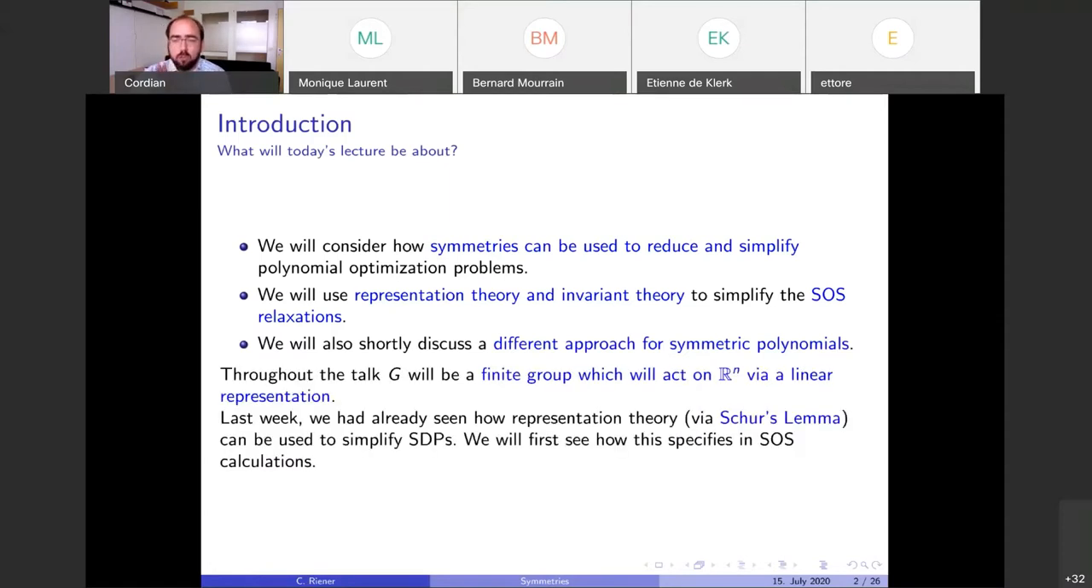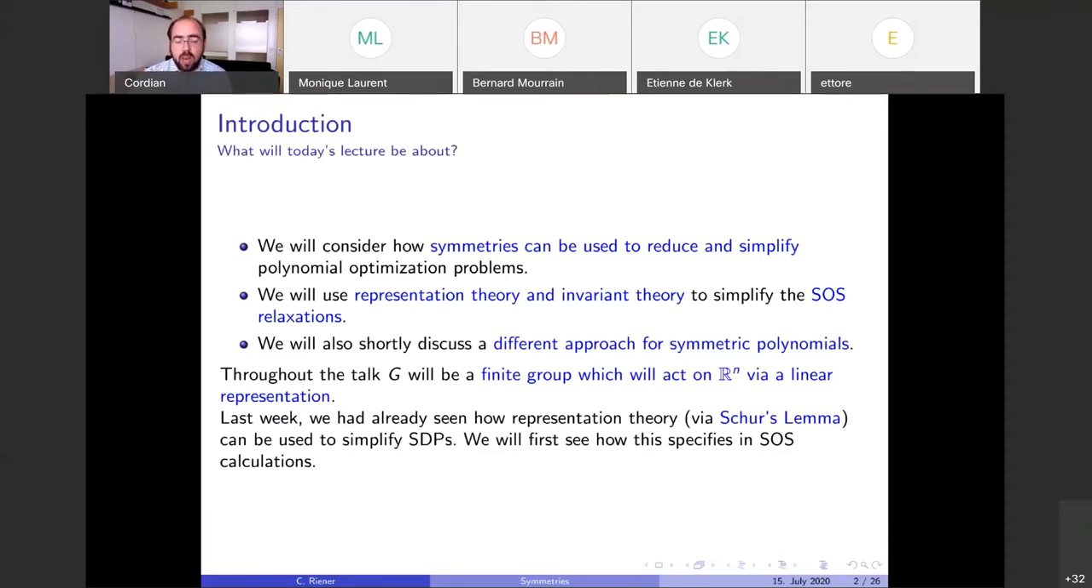Okay, and throughout this talk, again, G will be a finite group which will act on the real vector space by a linear representation. And again, some of the results go over to more general groups, but this is maybe something for the discussion afterwards.